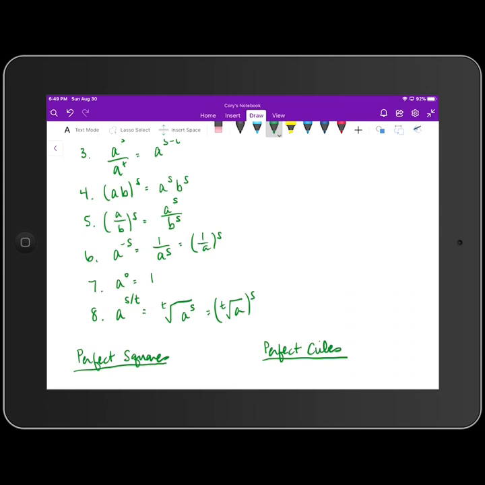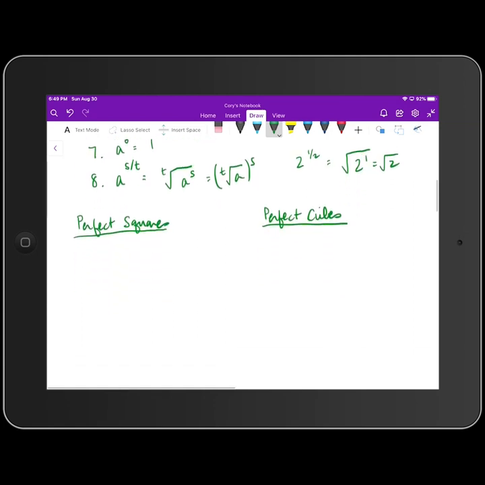Okay, so for example, if I have 2 to the 1/2 power, if I want to rewrite that in the form of a radical, the denominator 2 is the index of our radical. Well, if we have a square root, we don't write the index of 2, and then we're raising 2 to the first power. So 2 to the 1/2 power is equivalent to the square root of 2 to the first power, which is the square root of 2.